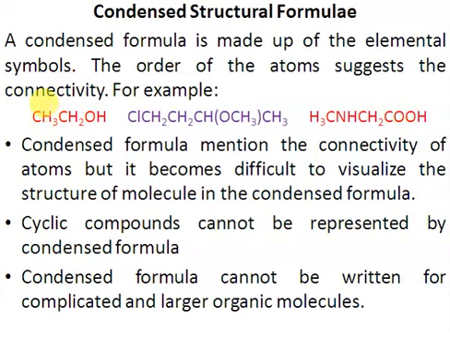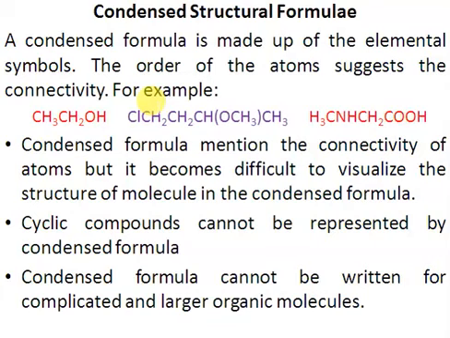In condensed formula, we don't make use of any dashes. So this is the sequence. This carbon has 3 hydrogens bonded to it, and this carbon is further bonded to a carbon, and this carbon has 2 hydrogens further bonded with an OH. Right, so this is the sequence, and the sequence suggests the connectivity.